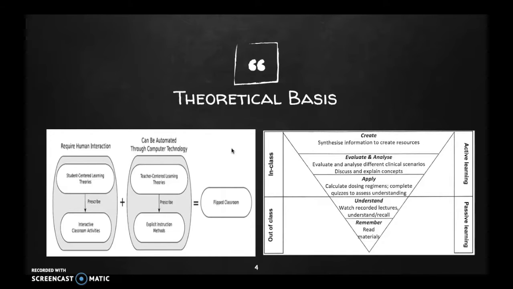The student-centered learning aspect comes through the active learning that happens in the classroom once the pre-lecture or the out-of-classroom activity has occurred. So in the classroom, students are engaged in applying those new concepts and understandings. They are evaluating and analyzing those concepts and discussing things with their peers. They're synthesizing information to create resources or to create something. So this model definitely goes into many theoretical frameworks.